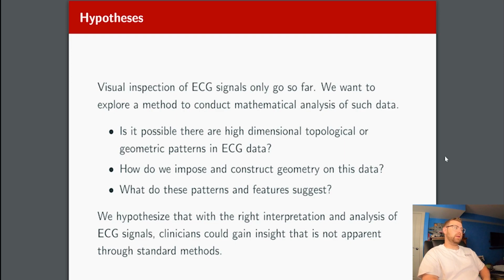We wanted to look at a couple of questions and say, okay, is it possible there are high dimensional topological or geometric patterns or features in ECG data? And then if so, how can we impose and construct the geometry on this data? And then what do these patterns and features possibly suggest? So are there geometric patterns? If there are, how do we impose that on the data? And then if we can impose it on the data, let's look at these features and ask what they actually mean in the context of electrocardiography.